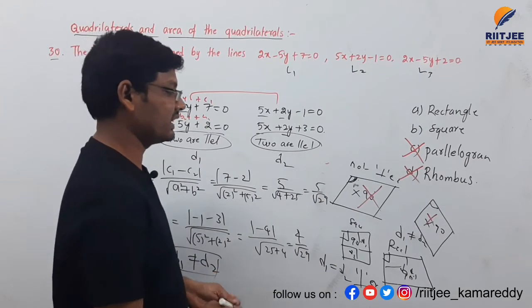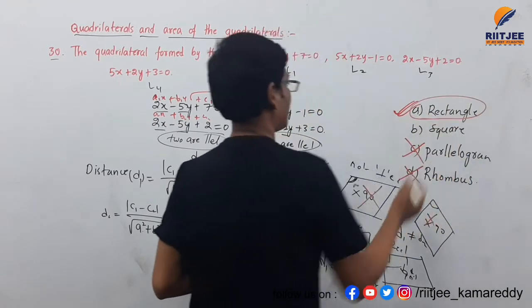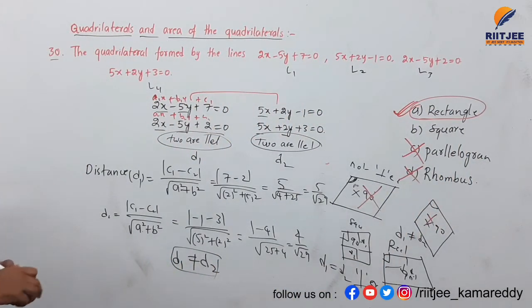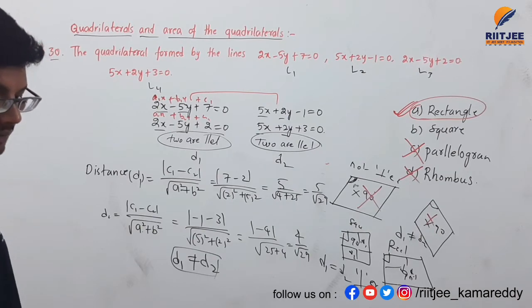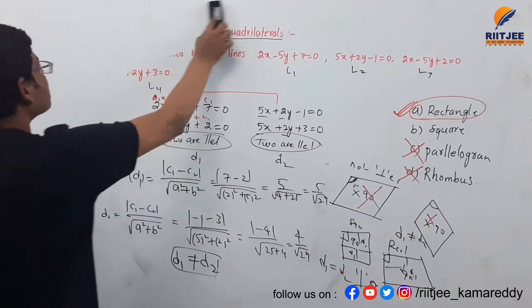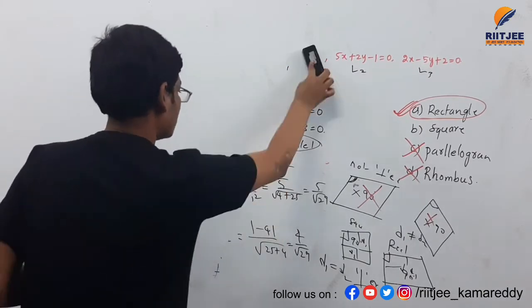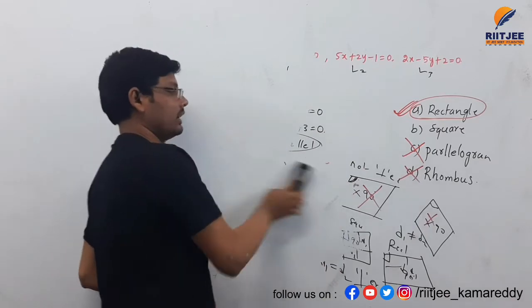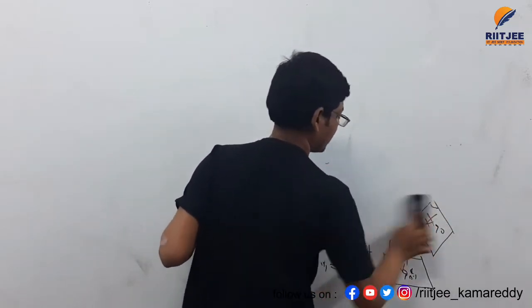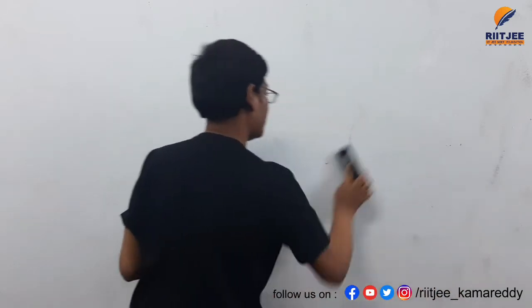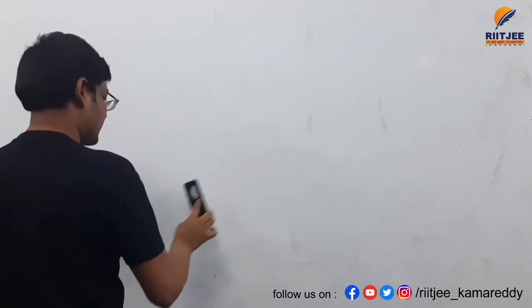So the answer is rectangle. The answer is rectangle here. This is the answer for this question. And the next topic is... just understand the question here. By seeing the question we can answer this one, but I am solving in a lengthy process. Why? Because for understanding purposes at a basic level.